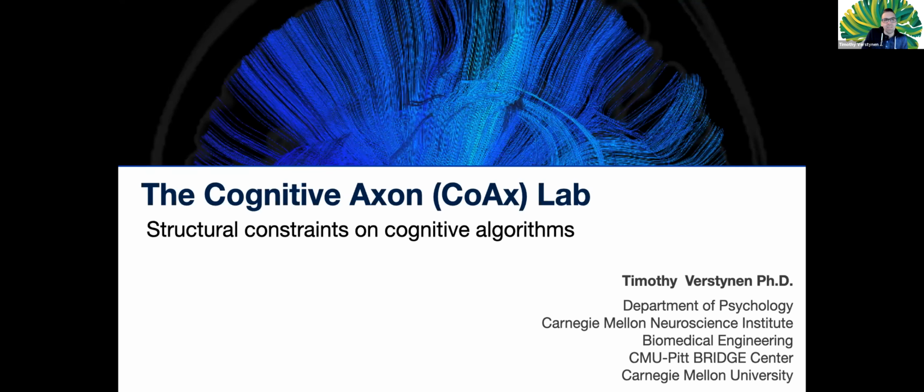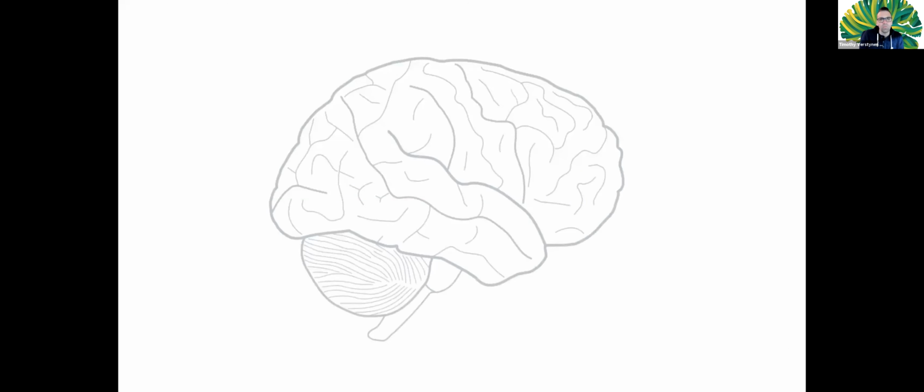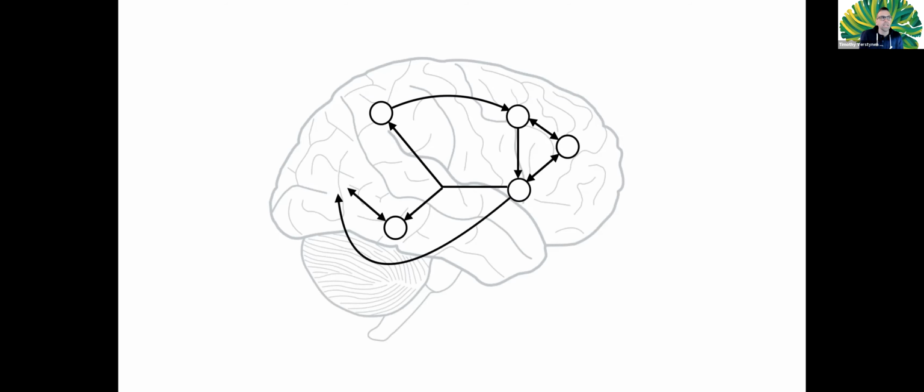So I run the Cognitive Axon Lab over at Carnegie Mellon University, and our primary interest is on the structural constraints of cognitive algorithms. So what do I mean by that? Well, we all know that the brain is a giant network of interconnected neurons and glia that all have directed communication between each other. And this network isn't arbitrary. There's a particular structure and form to this broad network that gives rise to our behavior.